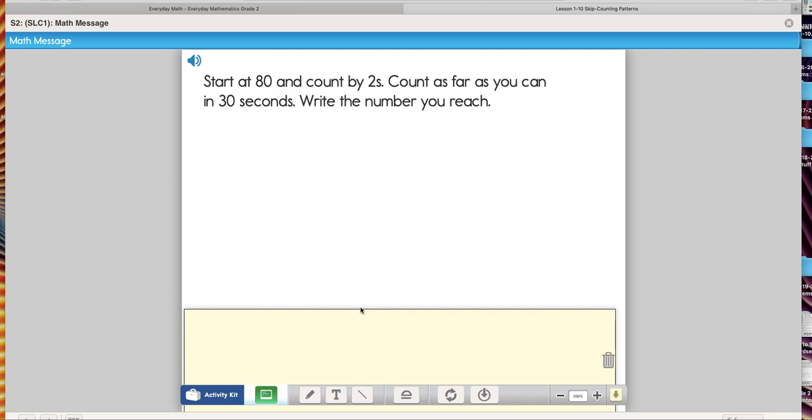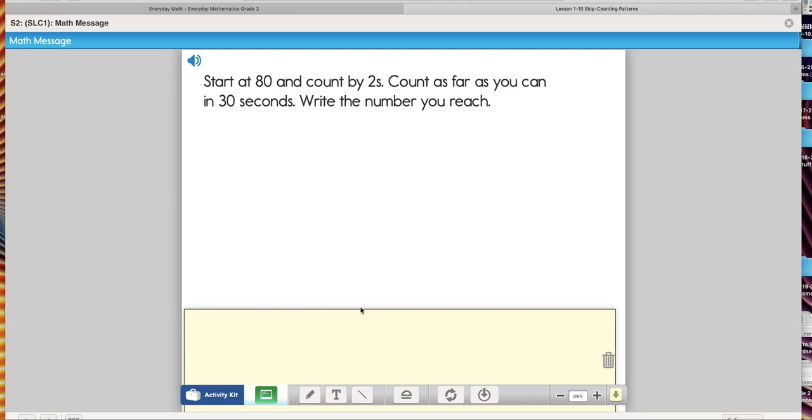3, 2, 1. 80, 82, 84, 86, 88, 90, 92, 94, 96, 98, 100, 102, 104, 106, 108, 110, 112, 114, 116, 118, 120, 122, 124, 126, 128, 130, 132, 134, 136, 138, 140, I should hear you counting, 142, 144, 146, 148, 150, 152, 154, 156, 158, 160.